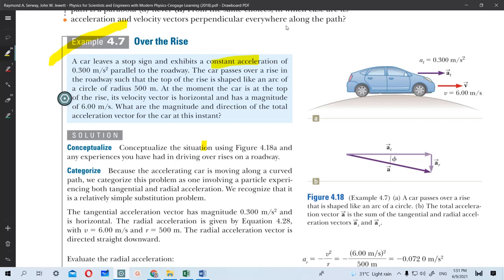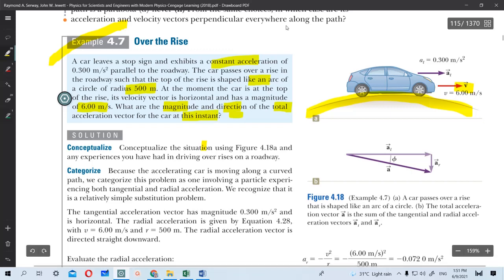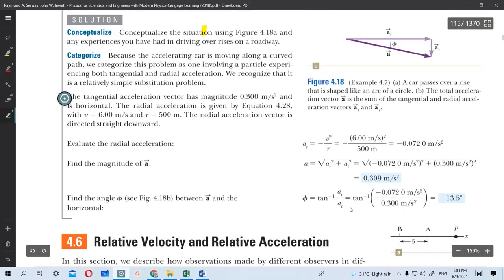The car passes over a rise. So this is the rise. And the top of the rise is shaped like an arc of radius 500 meters. At that very moment, when the car is at the top of the rise, the velocity vector is horizontal, tangent to the circumference, and has a magnitude of 6 meters per second. Question: magnitude and direction of total acceleration only during this instant.